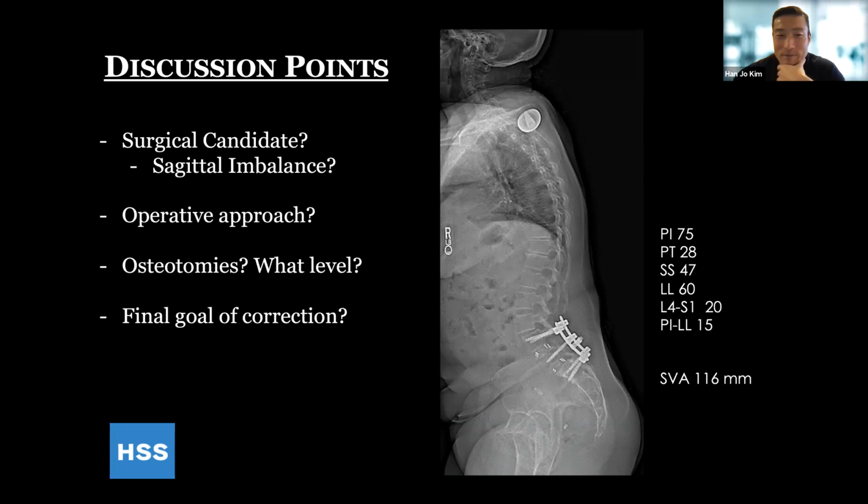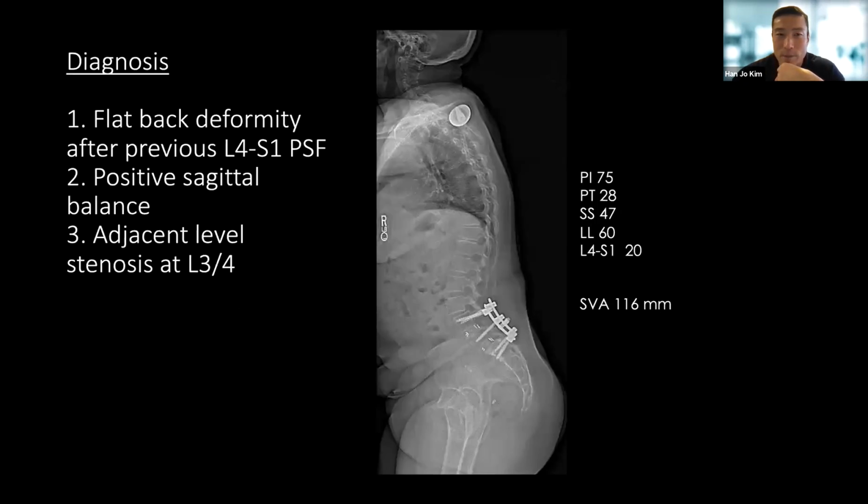Any other comments? I'll just show what I did here. So basically, exactly as Dr. Goodwin mentioned, this patient is essentially a flat back patient. If we look at some of the literature, looking at the distribution of lumbar lordosis that I'll go over, she basically qualifies for that. And she did have adjacent segment degeneration at L3-4.